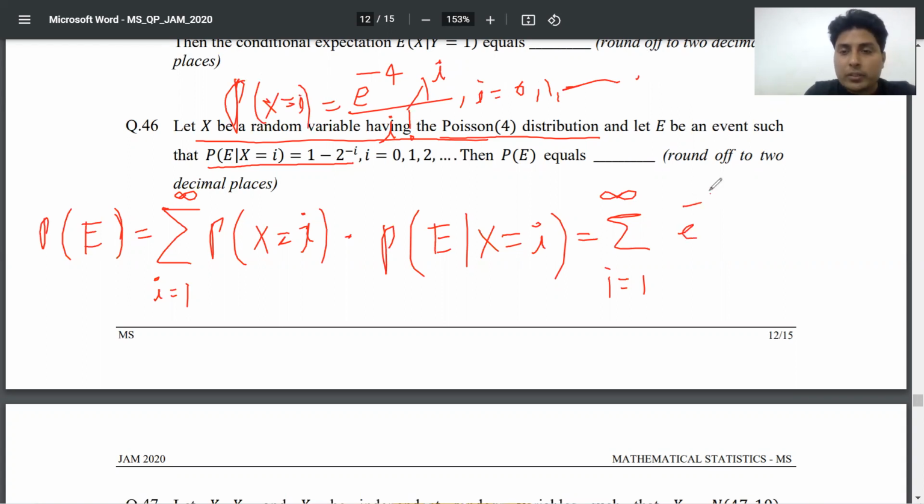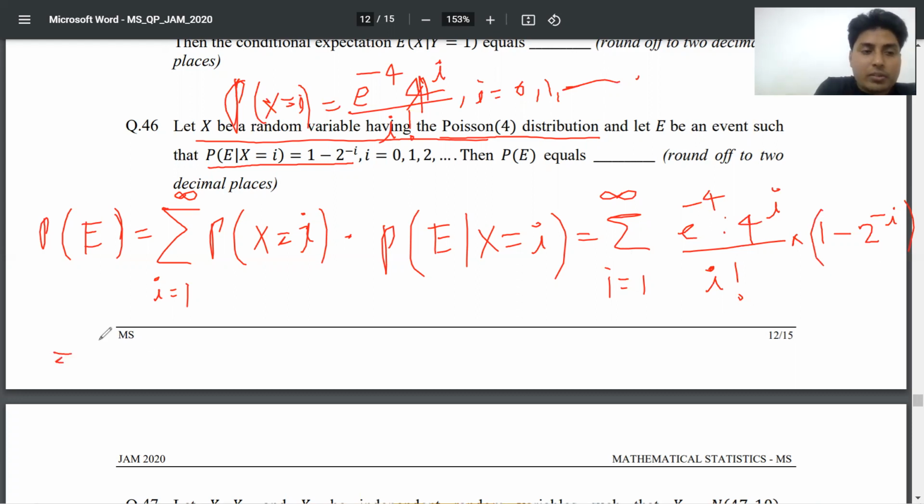So I will use e raised to the power minus 4, 4 raised to the power i upon i factorial. And the probability of E given X equal to i is 1 minus 2 raised to the power minus i, and i varies from 1 to infinity. Now we need to solve this. So summation i from 1 to infinity, e raised to the power minus 4 can be taken outside because it is free of i.